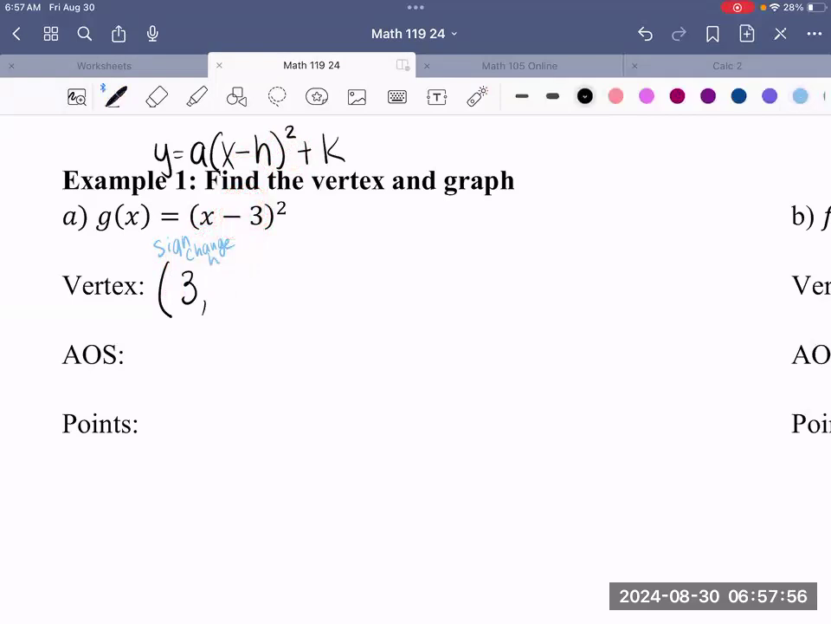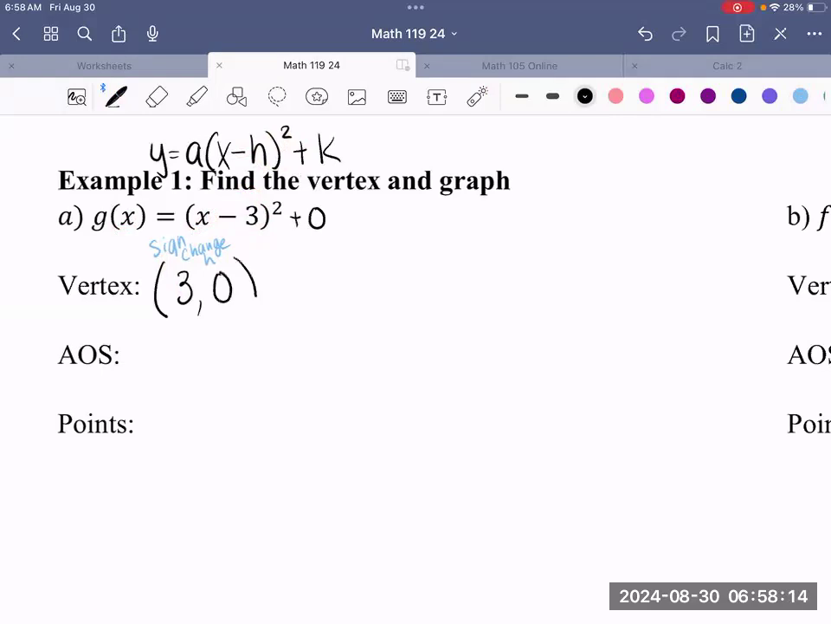And then where is your k? Well, it's missing. So what can we add to your equation to make it so that it doesn't change? Well, we can add a 0, right? Normally we just drop that 0 because it's insignificant. So we can just say, well, your k value is now a 0.